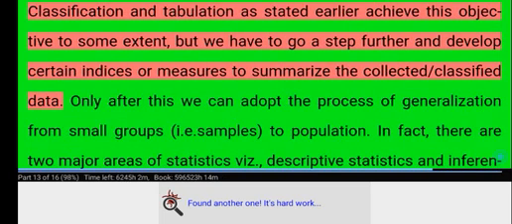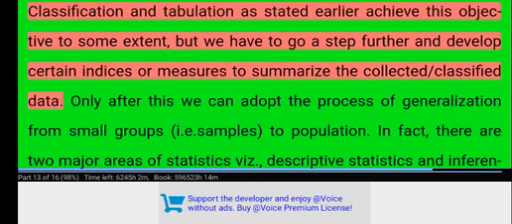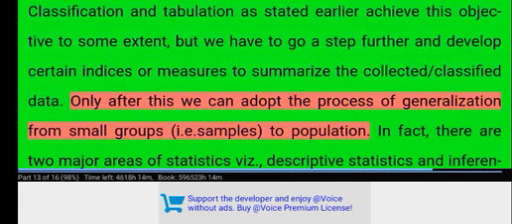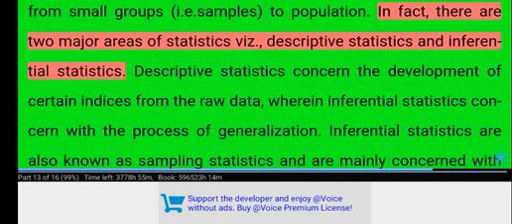Classification and tabulation as stated earlier achieve this objective to some extent, but we have to go a step further and develop certain indices or measures to summarize the collected classified data. Only after this can we adopt the process of generalization from small groups, i.e. samples, to population. In fact, there are two major areas of statistics, viz. descriptive statistics and inferential statistics.